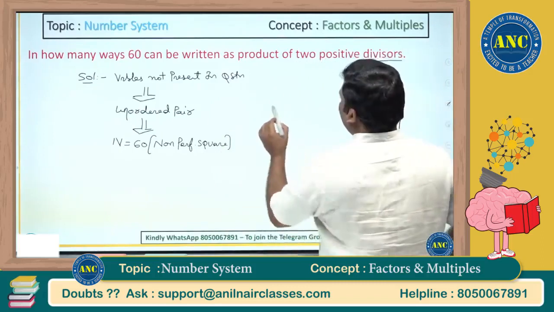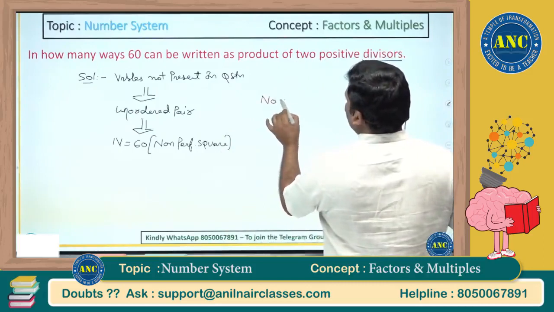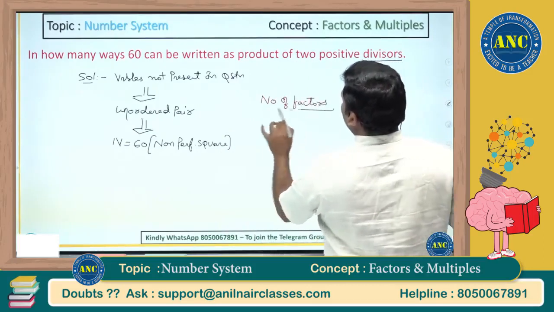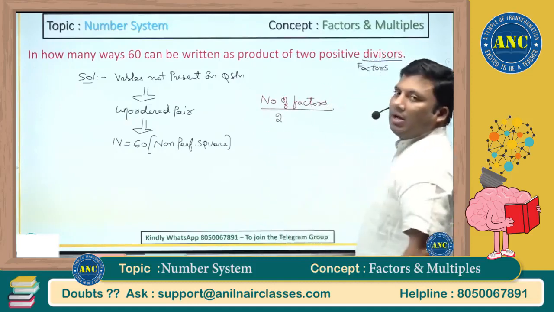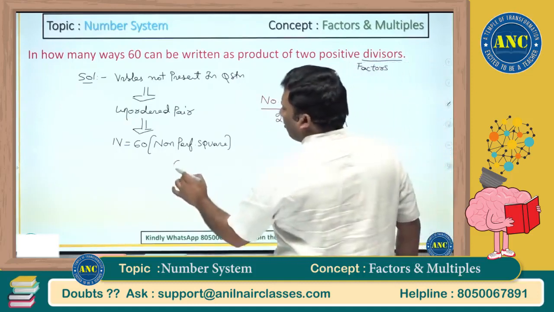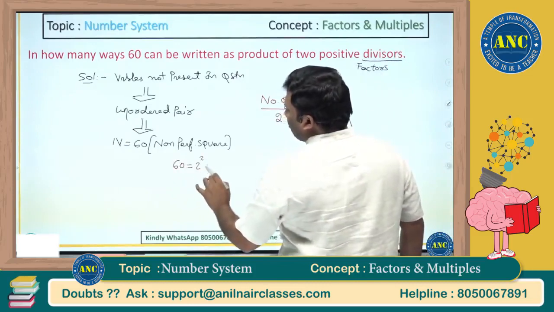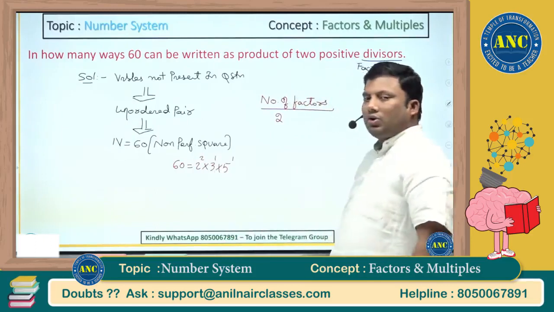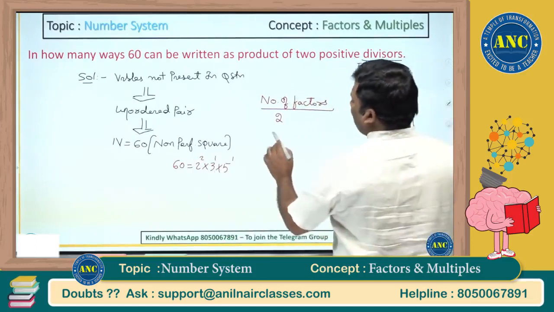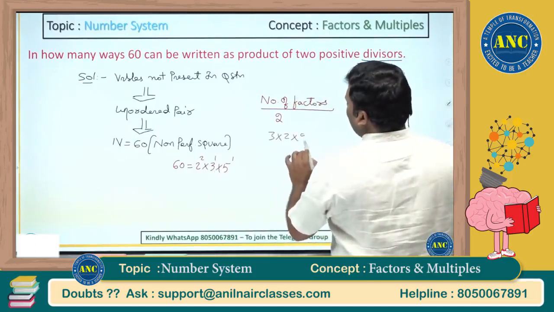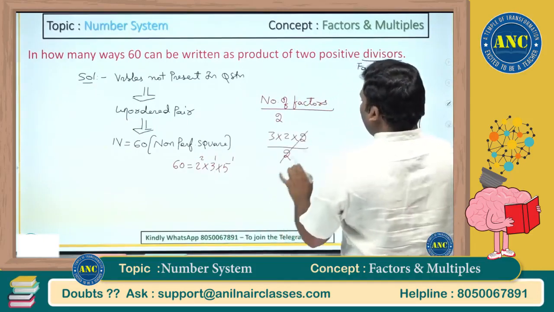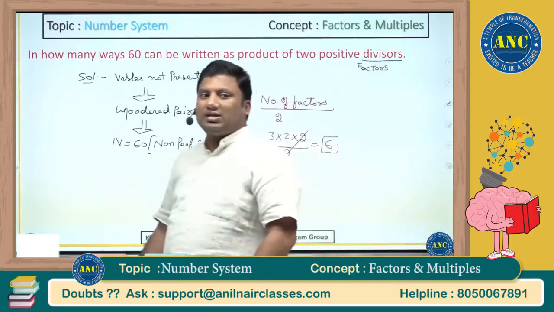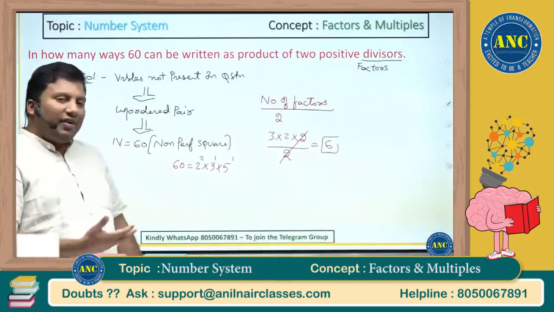In an unordered pair for a non-perfect square, answer will be the number of factors whole divided by 2. So 60 will be 2 square into 3 into 5. Number of factors will be 3 into 2 into 2 whole divided by 2. 3 2s are 6.